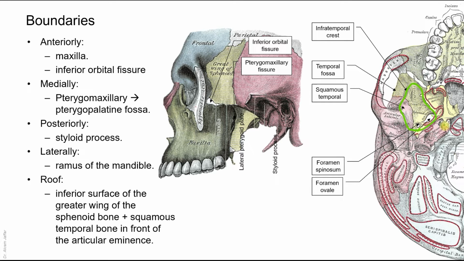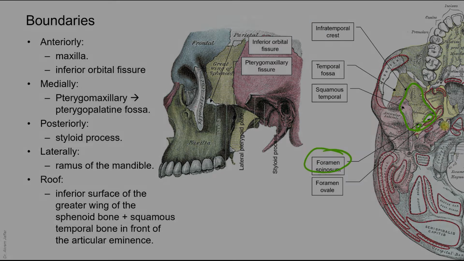Look at the greater wing of the sphenoid again, and you will find that in the roof of the fossa there are two foramina that communicate with the middle cranial fossa. The oval one, that is the foramen ovale, through which the mandibular division of the trigeminal nerve passes, and then lateral to it is the foramen spinosum, which is close to the spine of the sphenoid, and through which the middle meningeal artery passes.